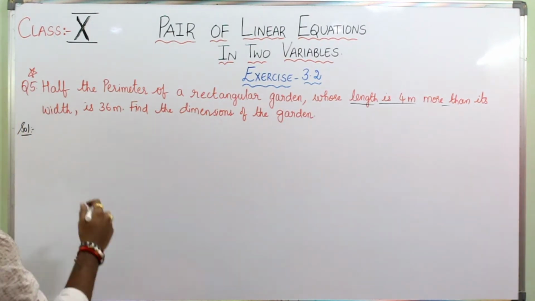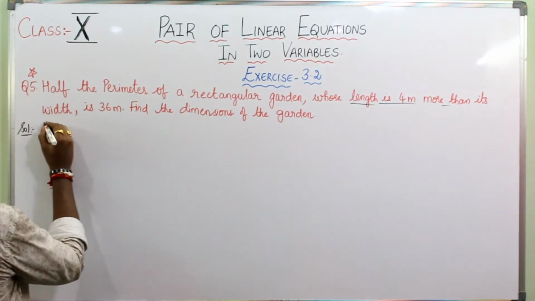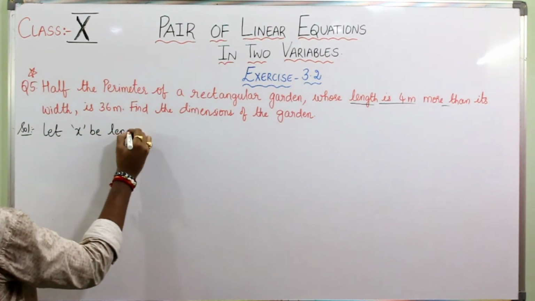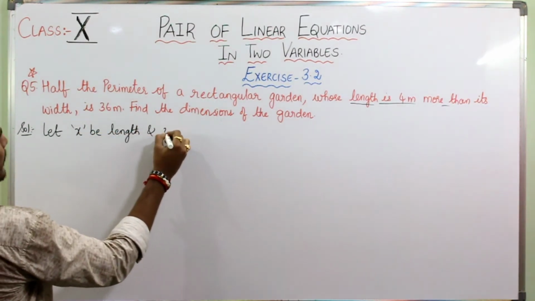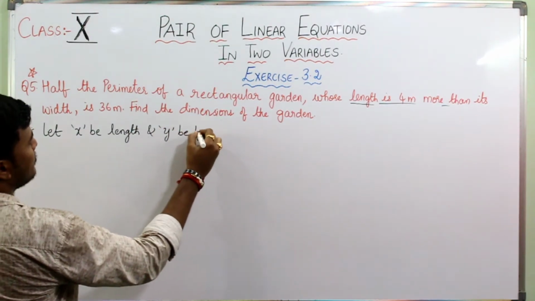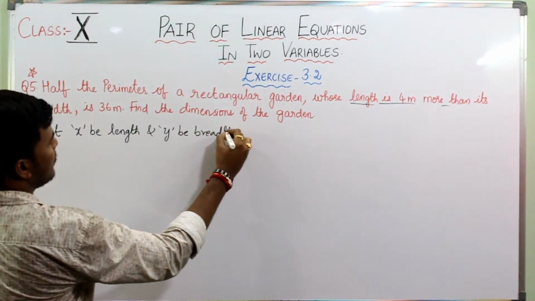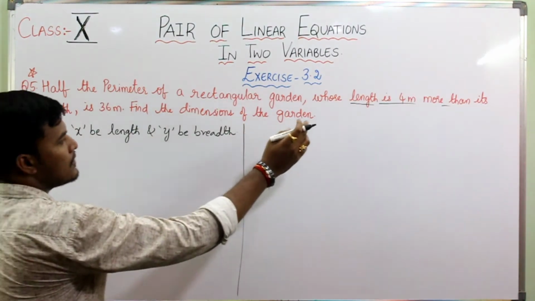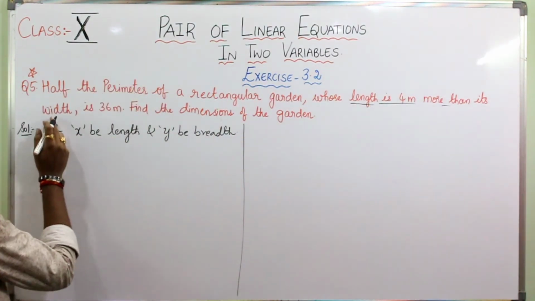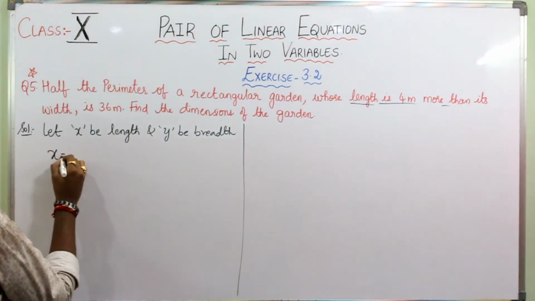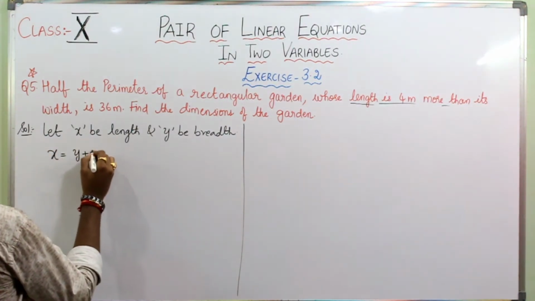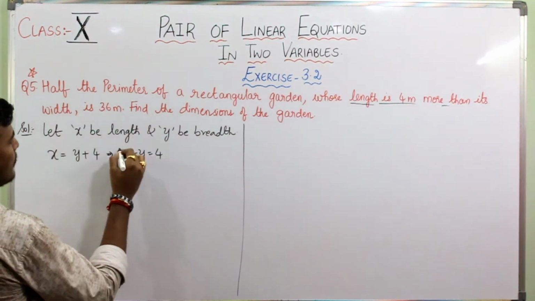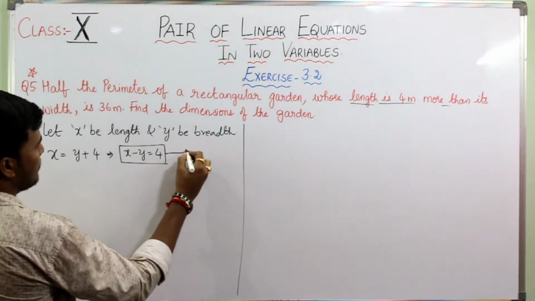So for this, first we have to consider, let x be the length and y be the breadth. So what is given to us? Length is 4 more than its width. So length is nothing but x. x is equal to y plus 4. So from this we will get x minus y is equal to 4. This is the first equation.